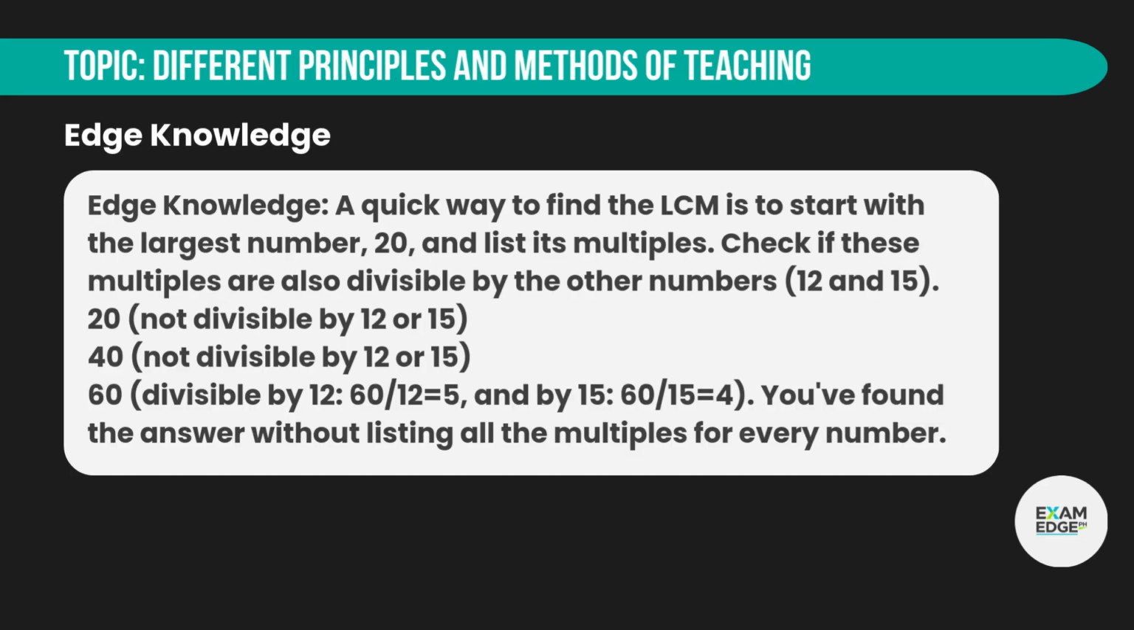Edge knowledge. A quick way to find the LCM is to start with the largest number, 20, and list its multiples. Check if these multiples are also divisible by the other numbers, 12 and 15. 20, not divisible by 12 or 15. 40, not divisible by 12 or 15. 60, divisible by 12: 60 over 12 equals 5, and by 15: 60 over 15 equals 4. You found the answer without listing all the multiples for every number.